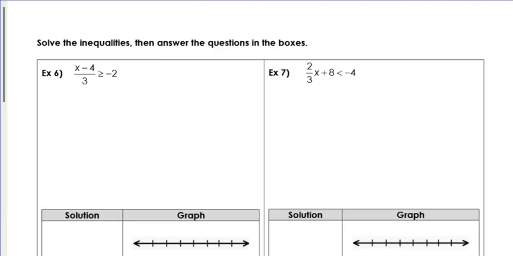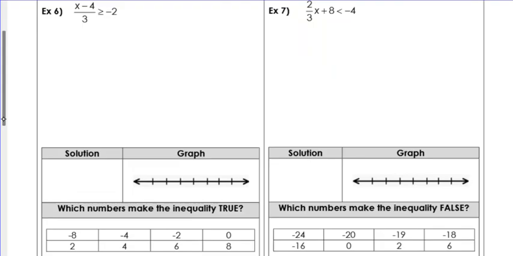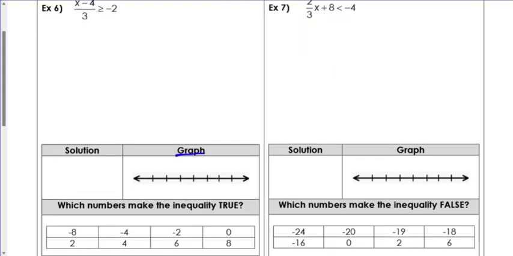We got a couple more examples, and we're going to do all the steps that we need here. We're going to graph them and then pick some solutions. We're going to pick all the solutions that we see, all the numbers that make that inequality true.